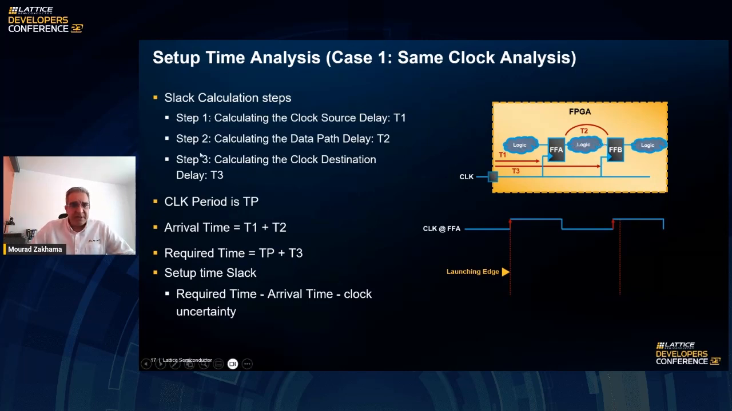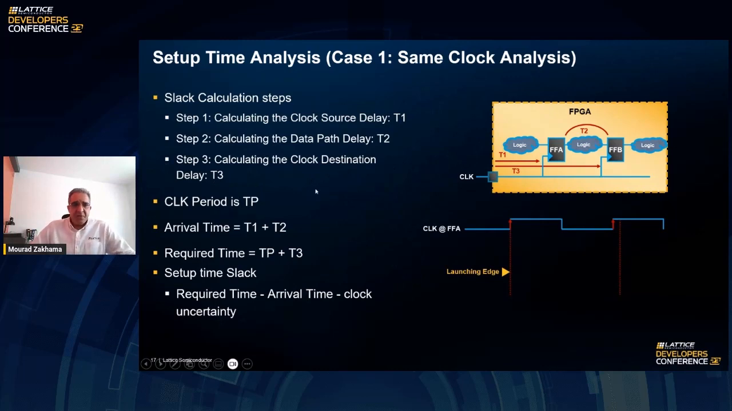Then the third step is the calculation of the destination clock delay. Actually, there's a small difference between the time it takes for the clock to get to flip-flop A and the time it will take to get to flip-flop B. That difference will be calculated and used to calculate the setup time slack.